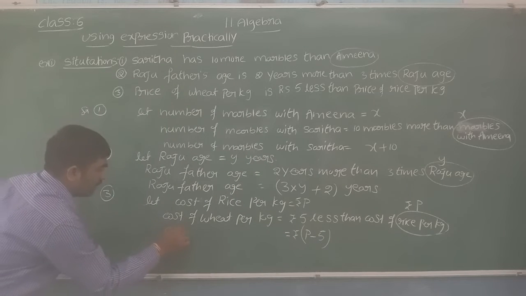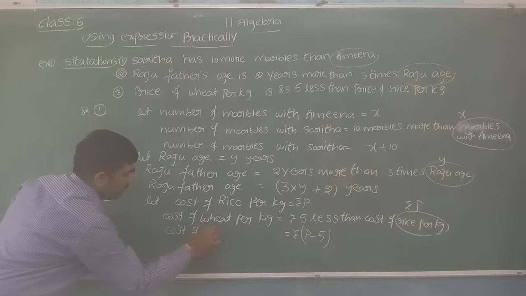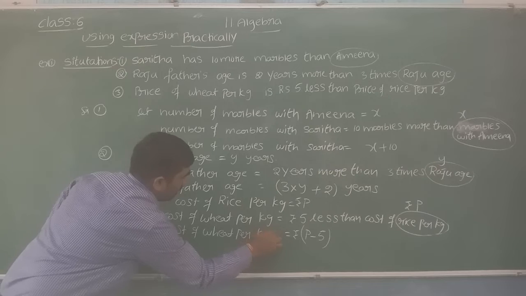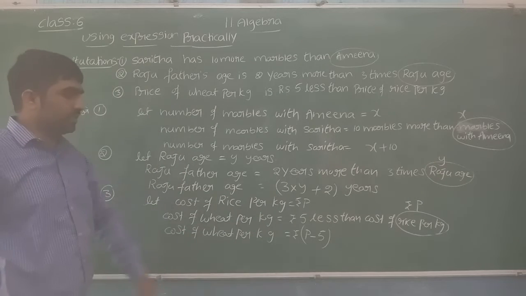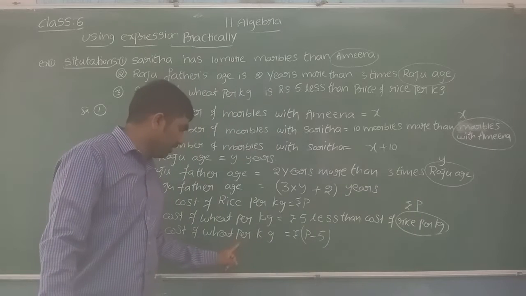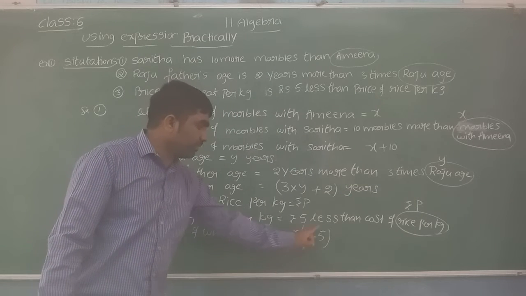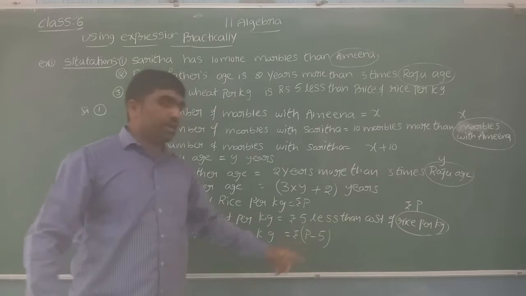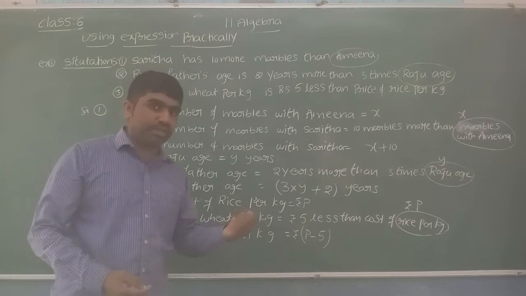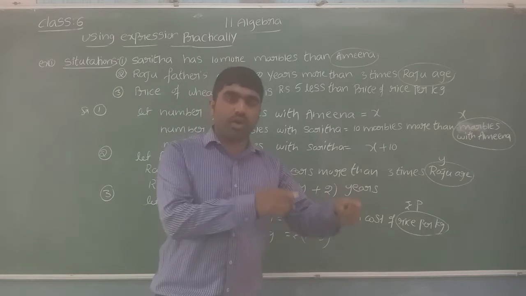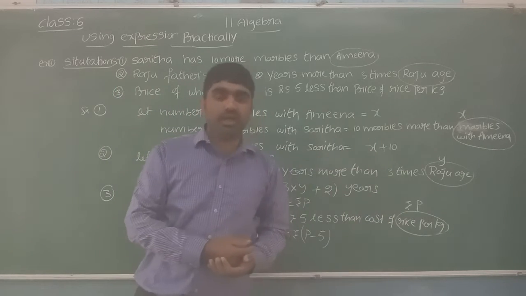Now we write here cost of wheat per kg is equal to p minus 5 rupees. If the rice per kg is 50 rupees, wheat per kg is 50 minus 5, 45 rupees. Here 100 rupees, here 95 rupees. Hope it is clear to all. We can write the expression by using numbers, alphabets and 4 fundamental operations.